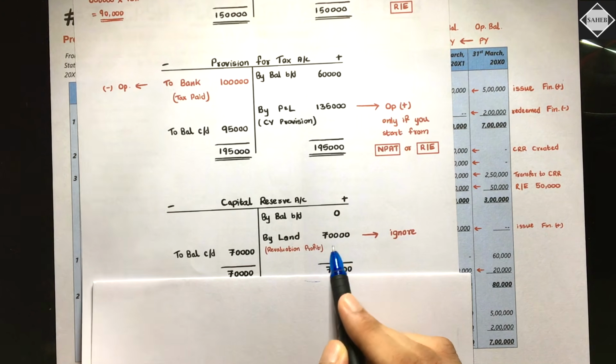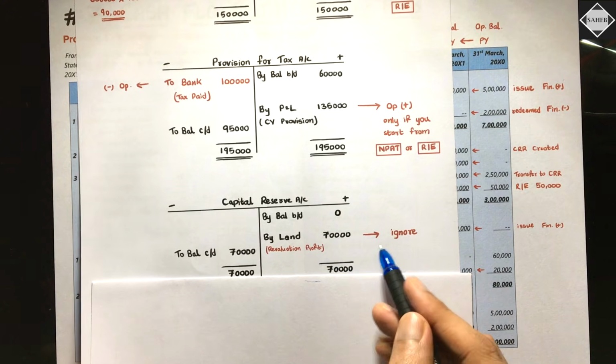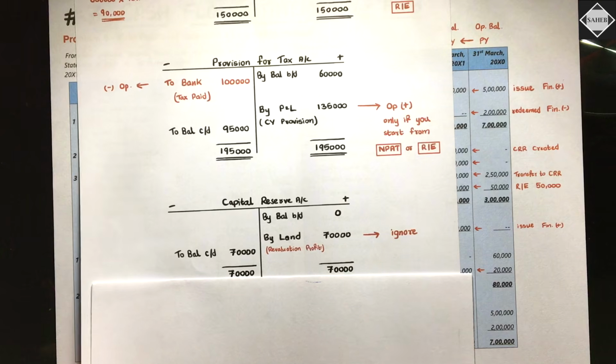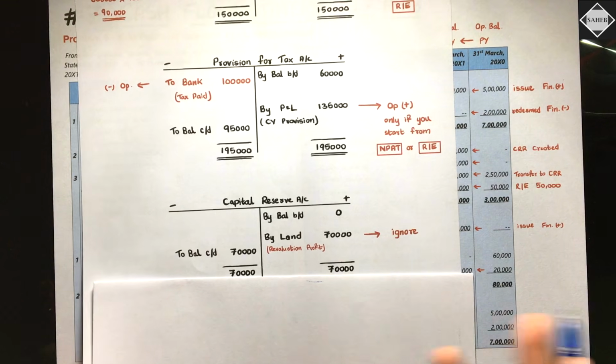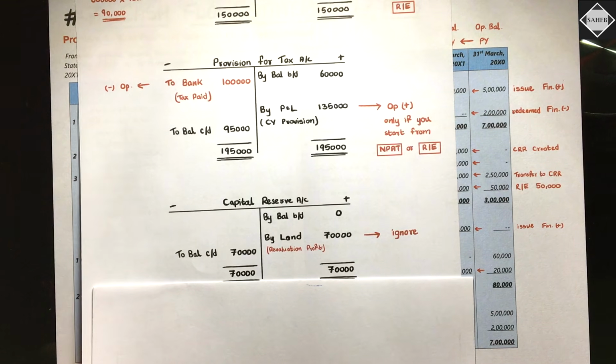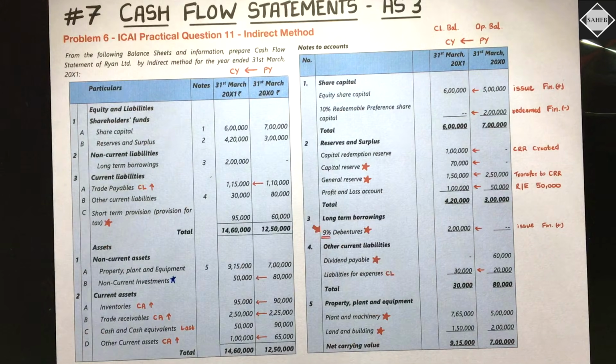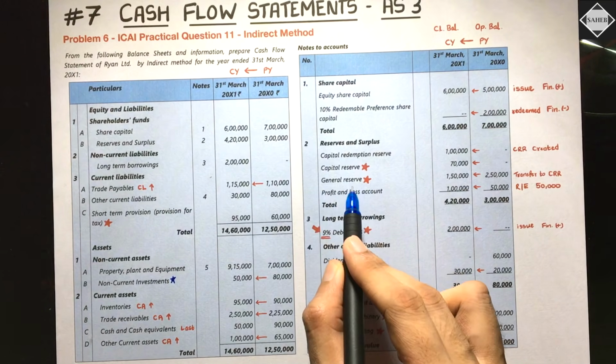Is it clear? Do you have to do anything about this? No, the same logic. You have to completely ignore. It is not affecting profit. It is not affecting cash. Ignore. Okay, so that's how it is. So this account is getting tallied. No balancing figure, nothing. 70,000, 70,000. Clear? Okay. And then let's prepare the account of general reserve as well.